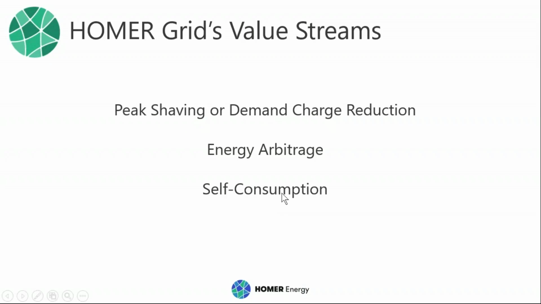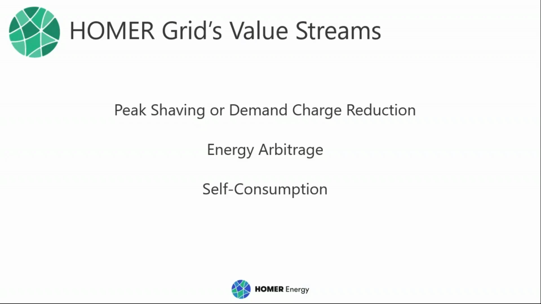And main value streams for HOMER Grid include peak shaving or demand charge reduction, and energy or price arbitrage. And with this, I mean a very broad definition of arbitrage, where the battery is charging when the price is low and discharging when the price is high. So it could sell back to the grid if that's the most economic choice, but HOMER Grid will consider whether serving the electric load from the battery bank to avoid energy purchases at a high price can provide perhaps more value than selling back to the grid.